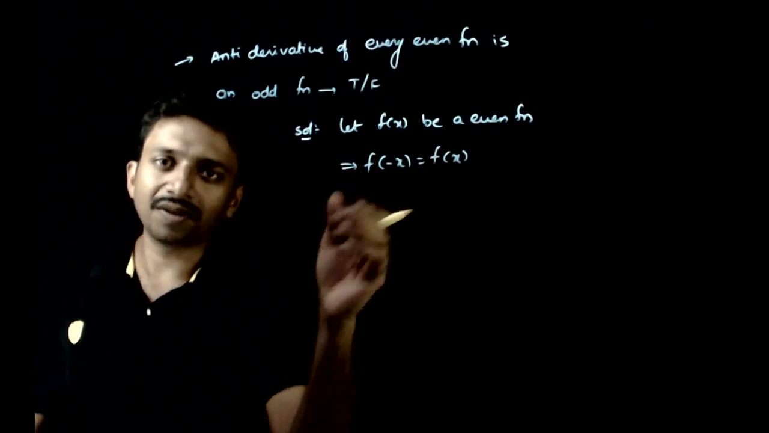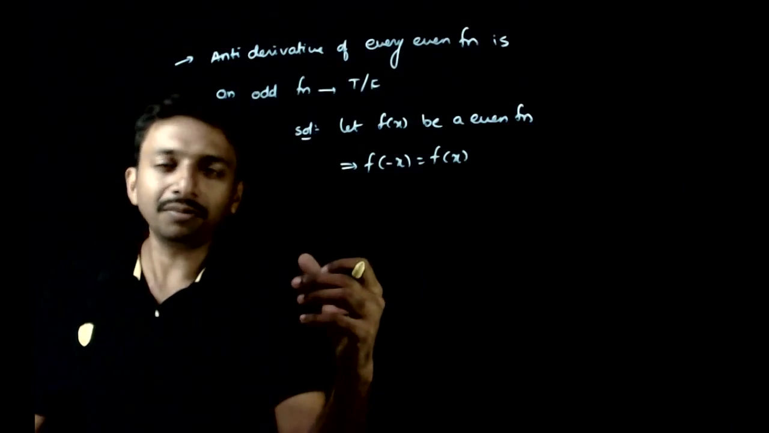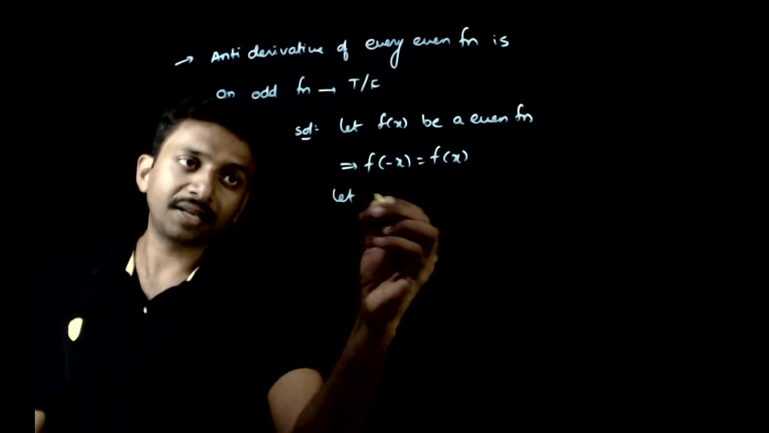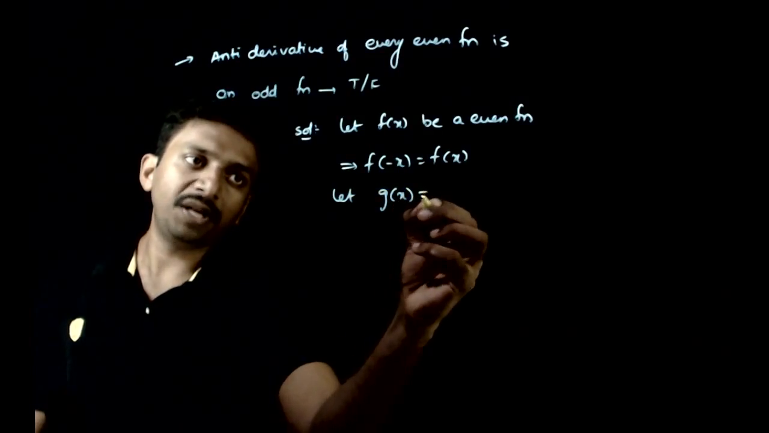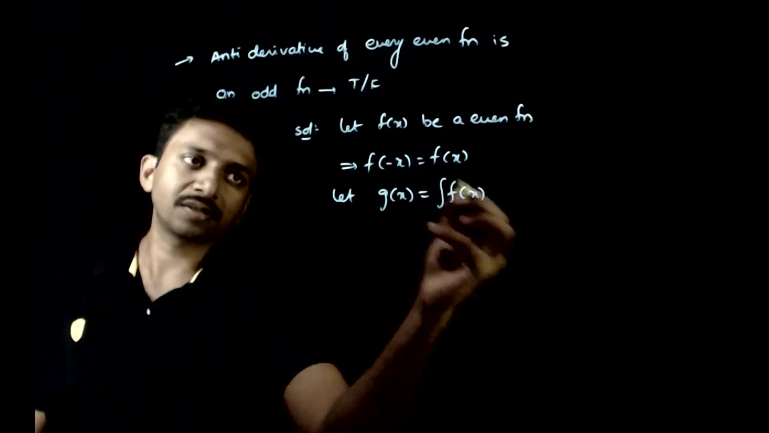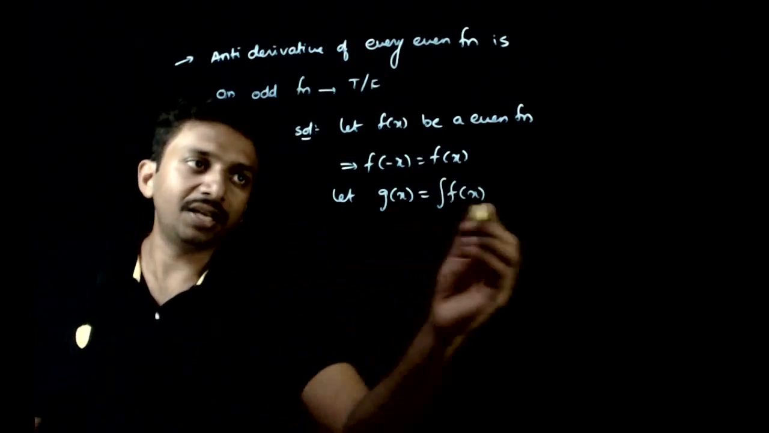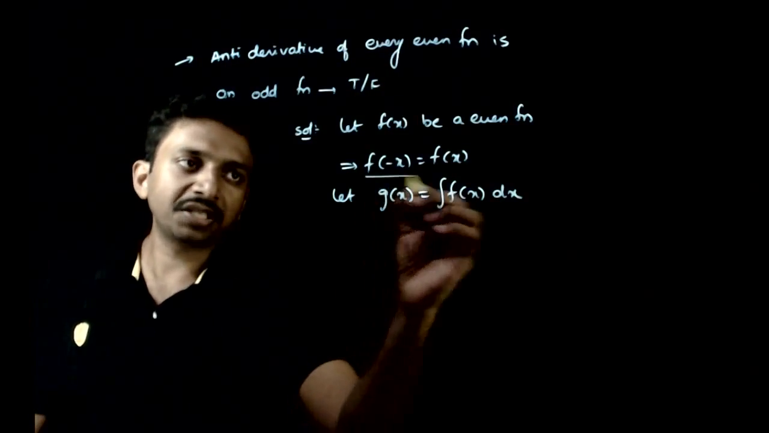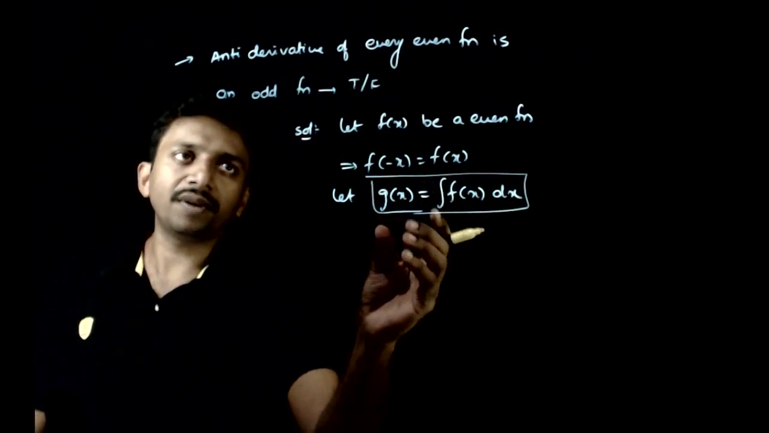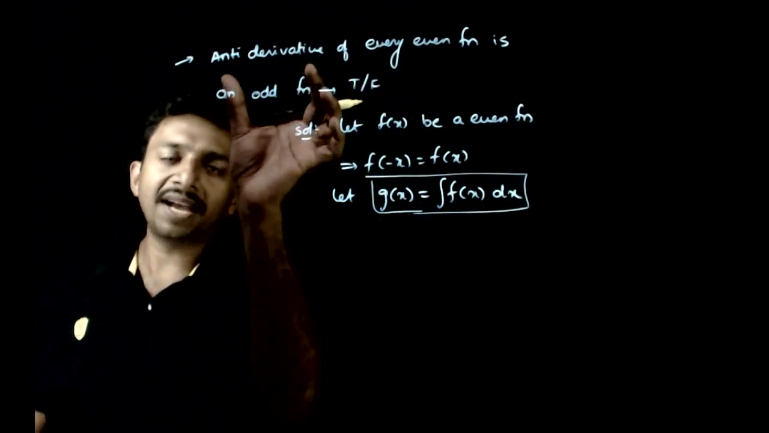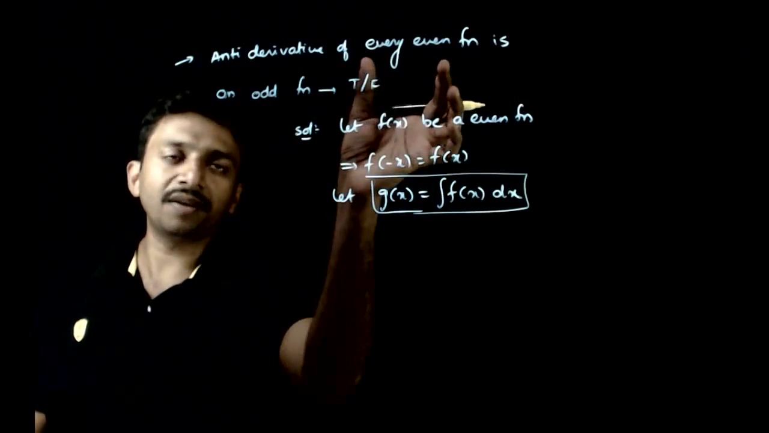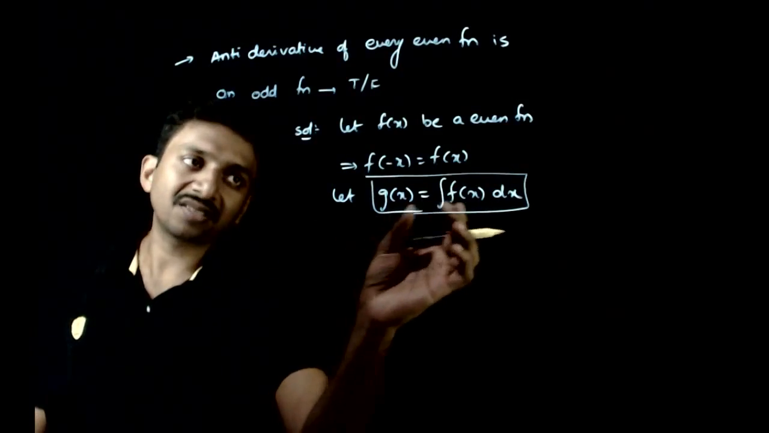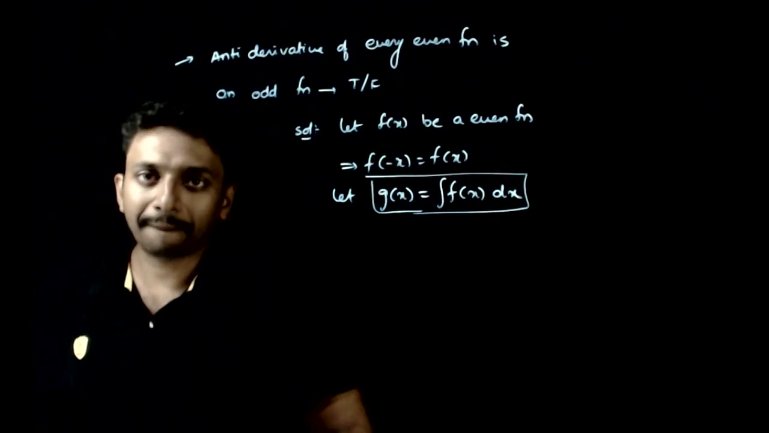In English, if I say that f of x is an even function, mathematically it is equivalent to f of minus x is equal to f of x. And let g of x be the integration of f of x dx. So now the question is: is g of x an odd function? Antiderivative, that is integration of every even function, is an odd function. So you are asked to find whether g of x is an odd function or not.